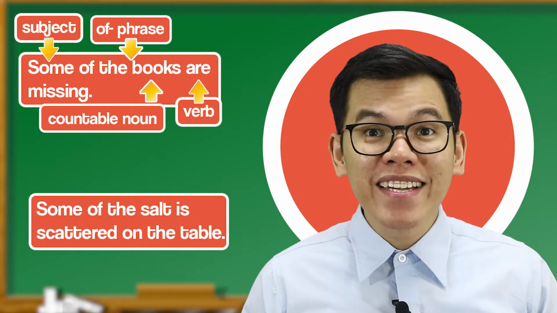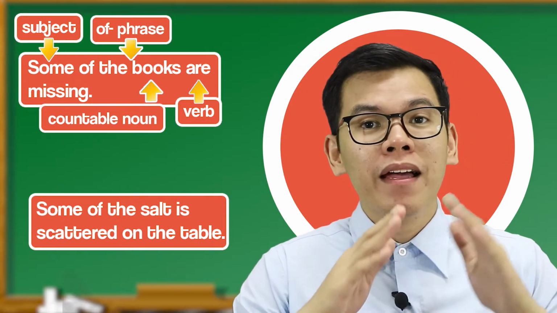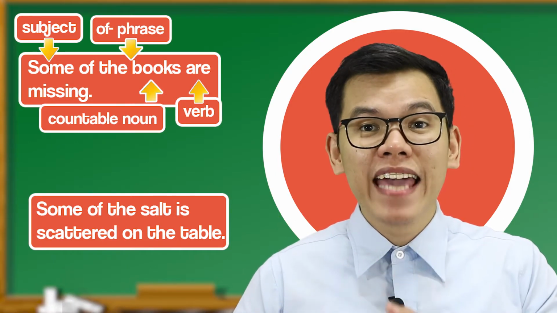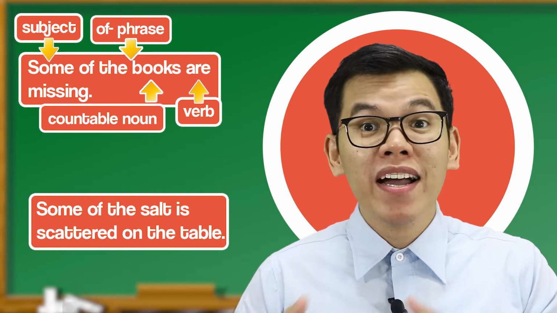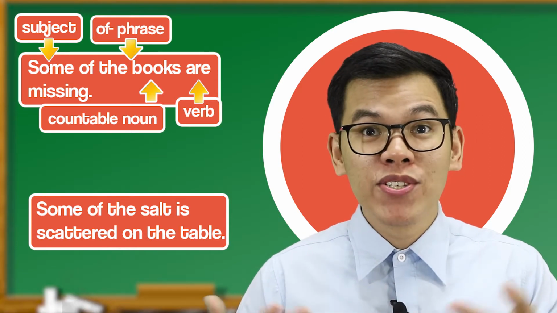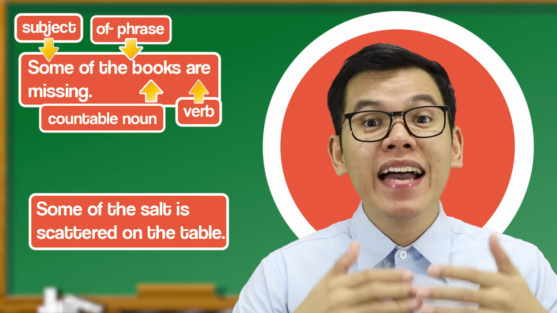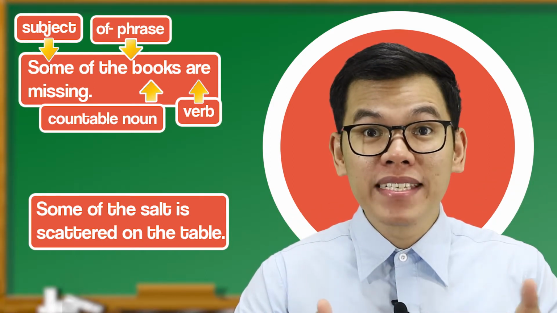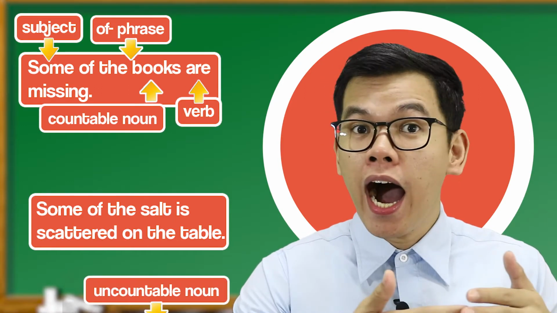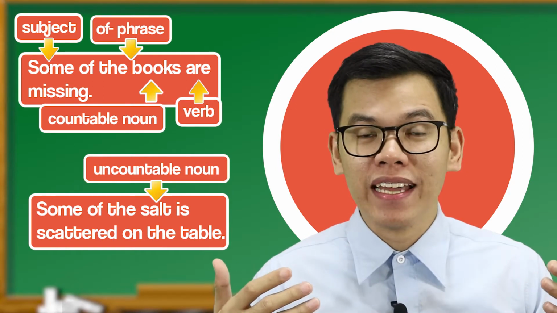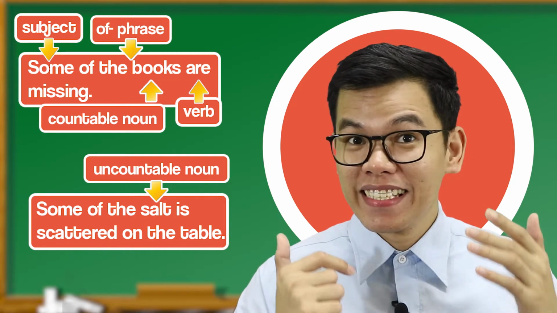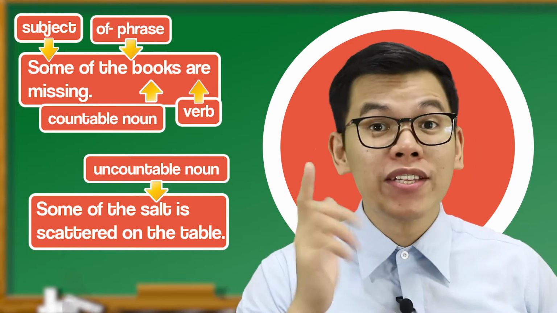And what about the second one? Okay, let's look at that. The second sentence is: some of the salt is scattered on the table. Again, some is the subject. However, is is the verb. It's singular. Why? Because the noun salt that comes after the indefinite pronoun some is uncountable. It cannot be counted. That's why we need to use a singular verb. Got it? Very good. So let's go to the next one.